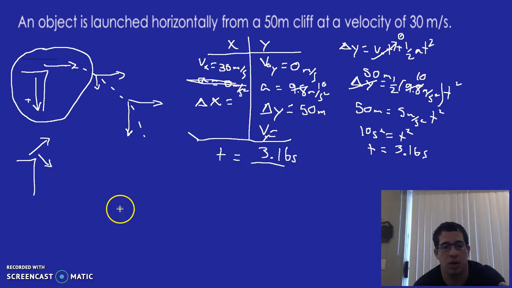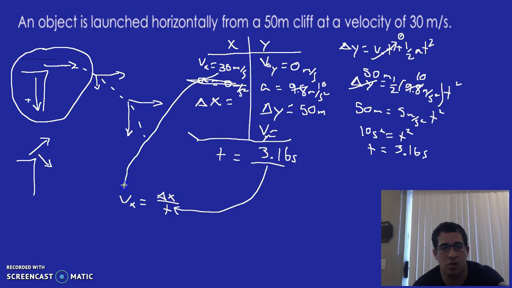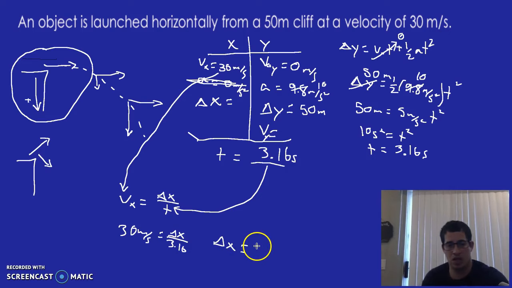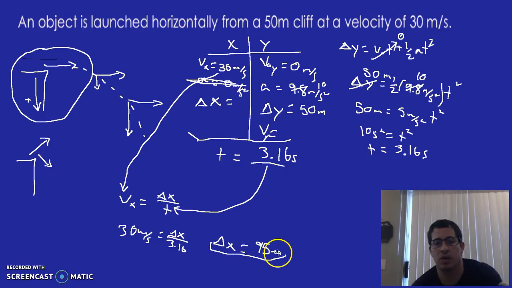We'll start with this one right here. Vx equals delta x over t. We're going to put that 3.16 right there. We're going to put the 30 right there. Okay, we multiply them, and we're going to get that delta x is equal to about 93 meters. Okay, we'll say about 95 meters. So it's going to land 95 meters away from the cliff.